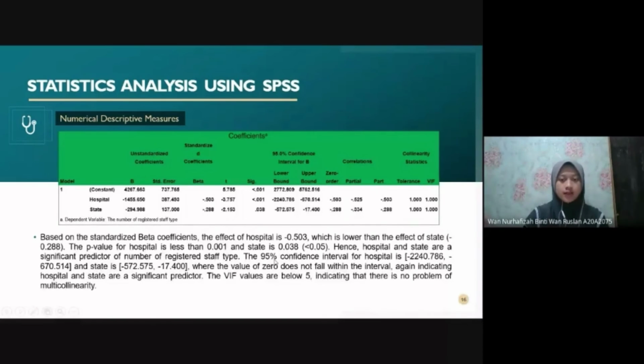The 95% confidence interval for hospital is negative 2240.789, negative 670.514, and state is negative 572.575, negative 17.400, where the value of 0 does not fall within the interval, again indicating hospital and state are significant predictors. The VIF values are below 5, indicating that there is no problem of multicollinearity.